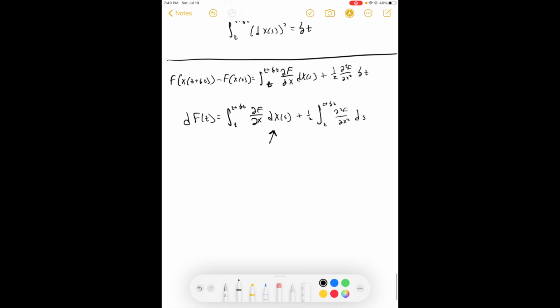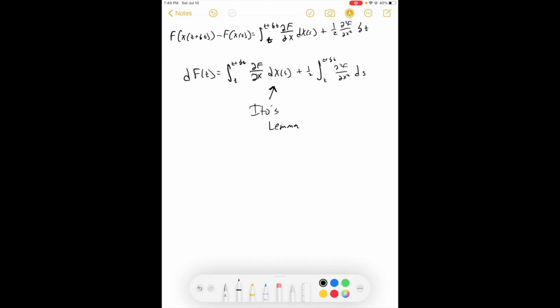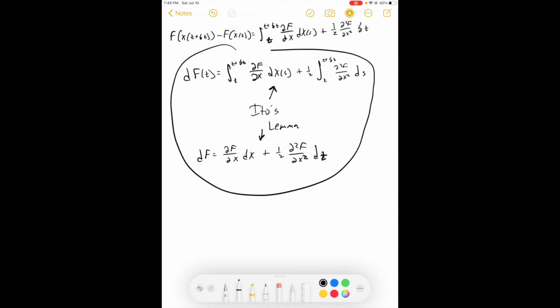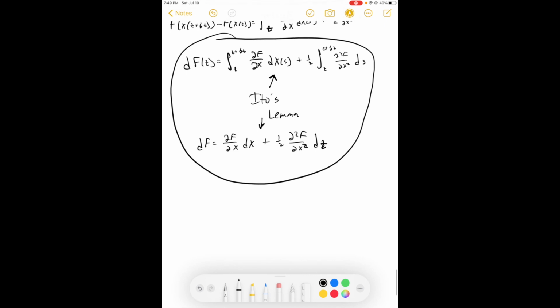And this is Ito's lemma. You will more often see it written like this: df equals the partial with respect to x, dx, plus 1/2 the second derivative with respect to x, dt. And these are the same thing. And there we are.